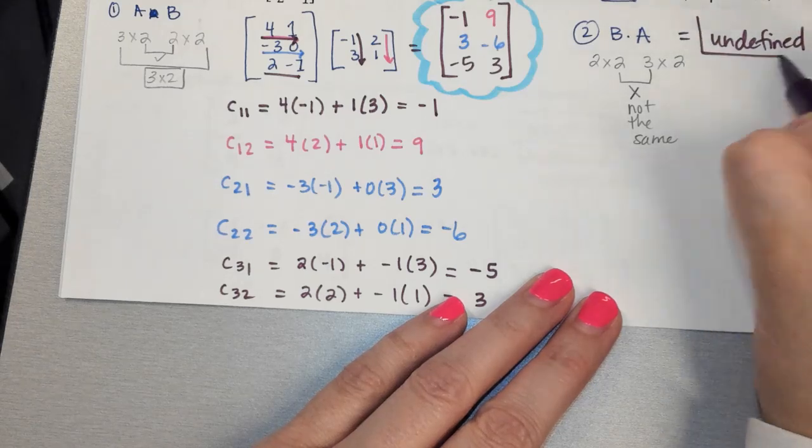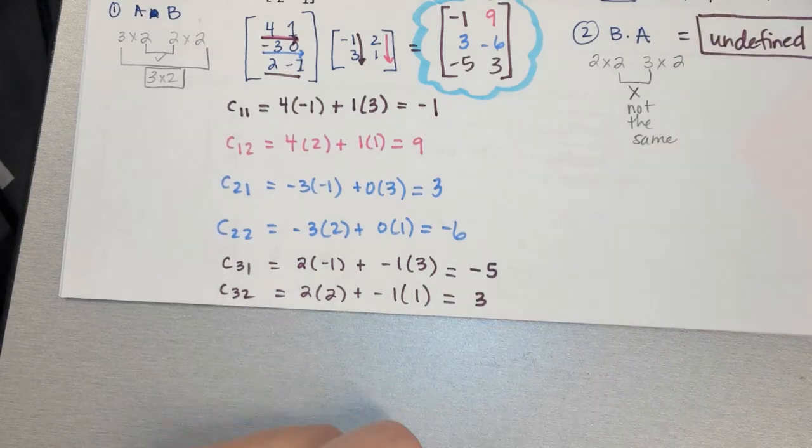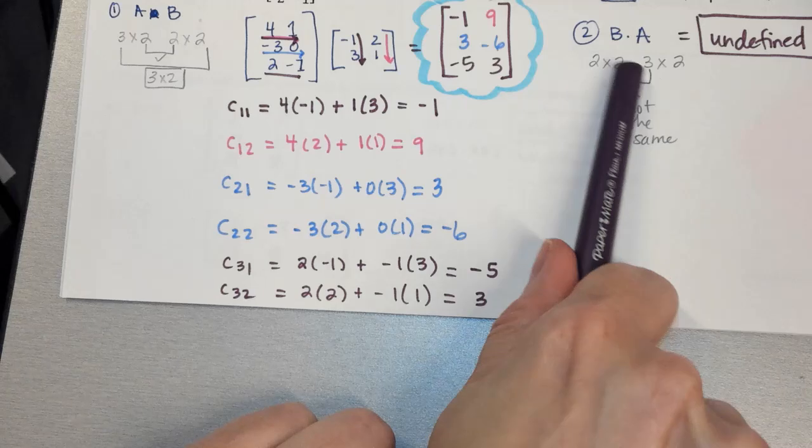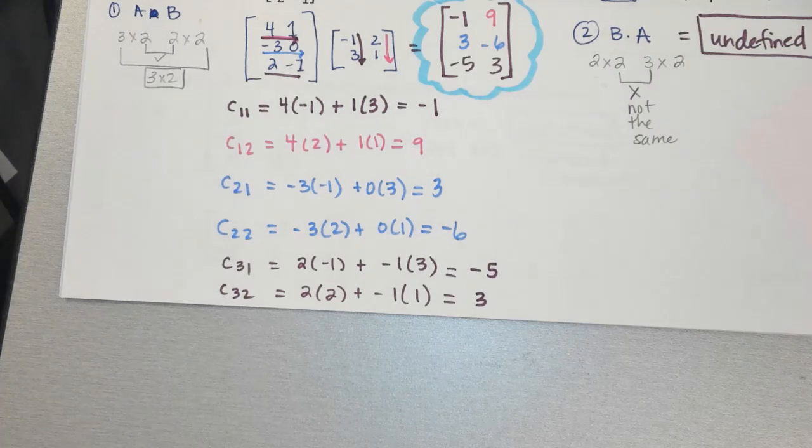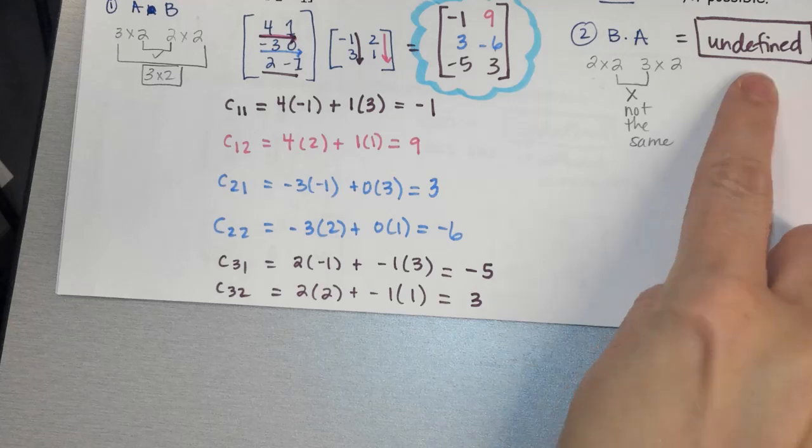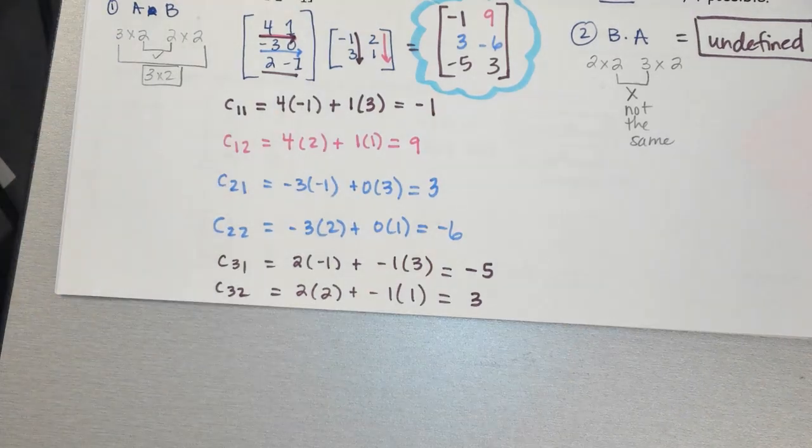Okay, so the columns in B are not equal to the rows in A. Row by column. Column by row. Okay, so because those aren't the same, it's going to be undefined. Okay? Alright, so that means this is not commutative.